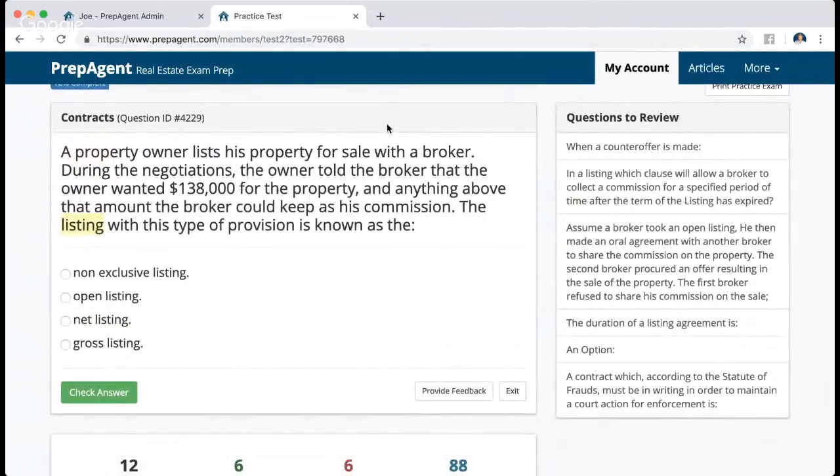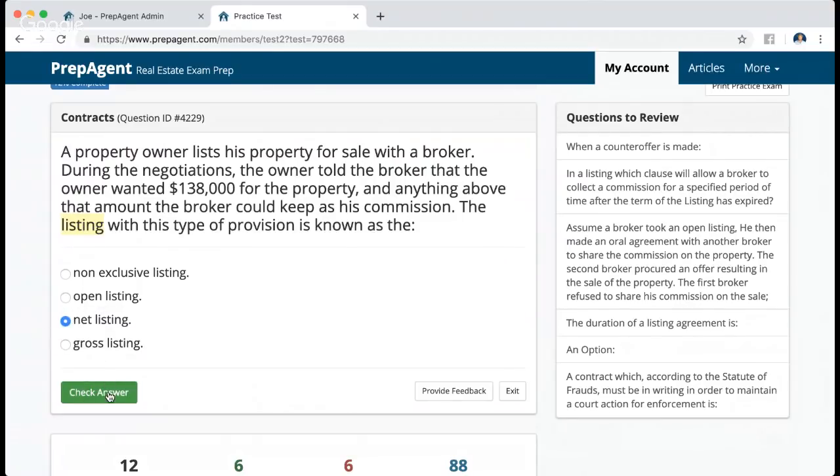Okay, a property owner lists his property for sale with a broker. During the negotiations, the owner told the broker that the owner wanted $138,000 for the property, and anything above that amount the broker could keep as his commission. The listing with this type of provision is known as the A, non-exclusive listing, B, open listing, C, net listing, or D, gross listing. All right, the answer is net listing.